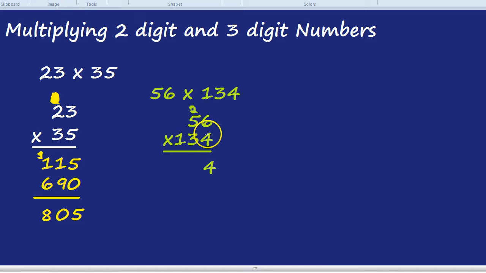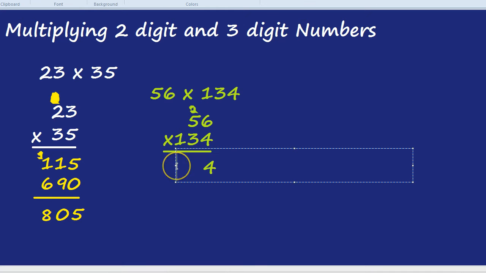We would do the 4 times by the 5. So we keep doing that 4 until we've used it all up. 4 times 6, then 4 times 5. 4 times 5 is 20, but then don't forget to add the 2. 4 times 5 is 20, add the 2 is 22.